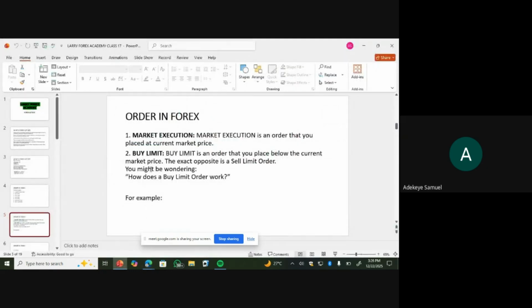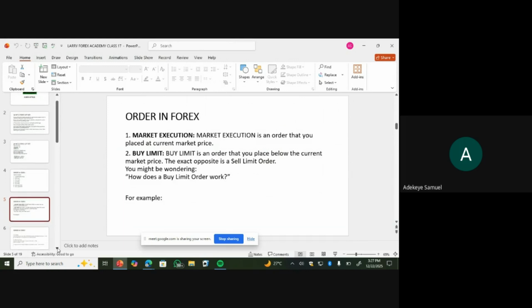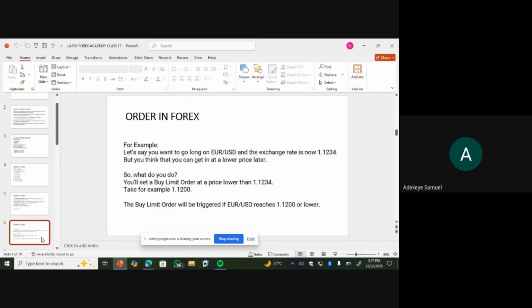So a buy limit is an order that you place below the current price. The exact opposite is a sell limit order. You may be wondering, how does a buy limit work? So I have an example here. I have shown you the practical aspect.